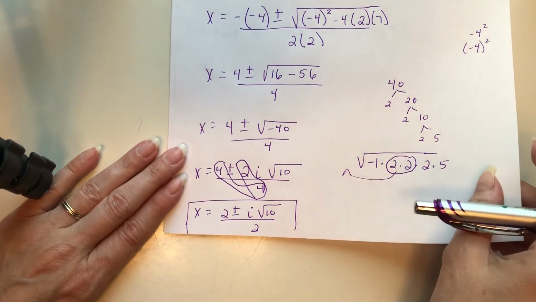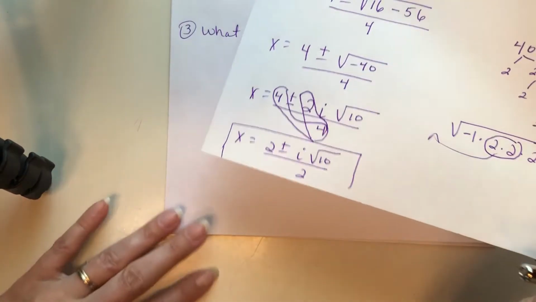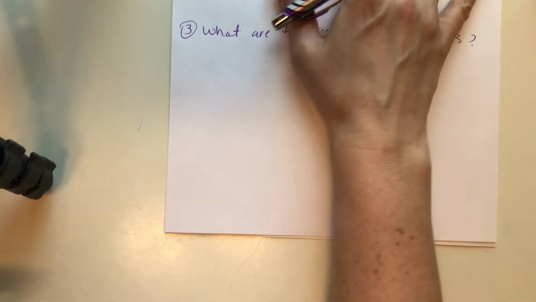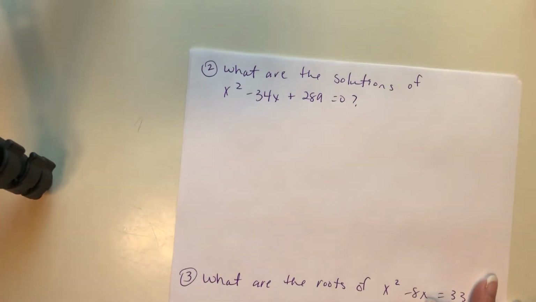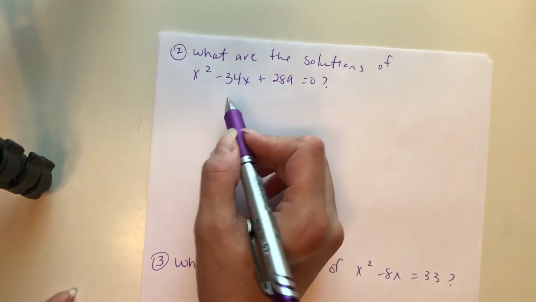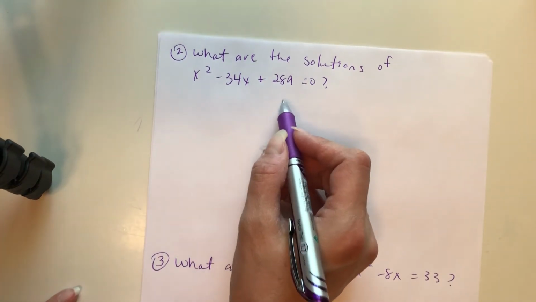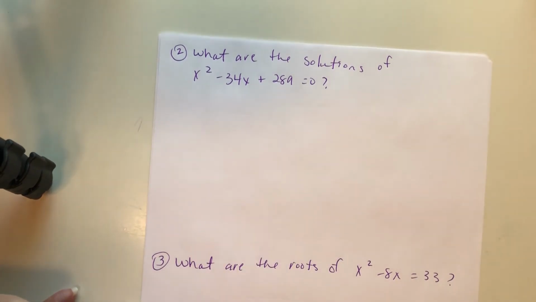All right, let's go to number 2. What are the solutions of x squared minus 34x plus 289 equals 0?